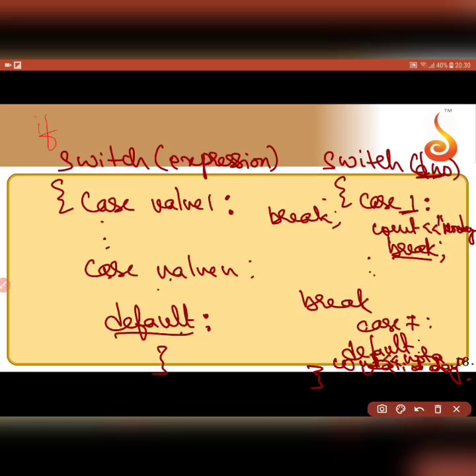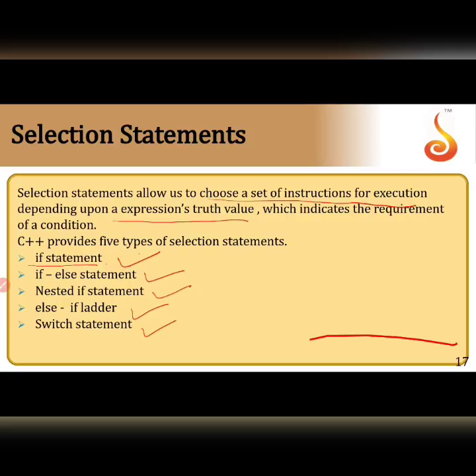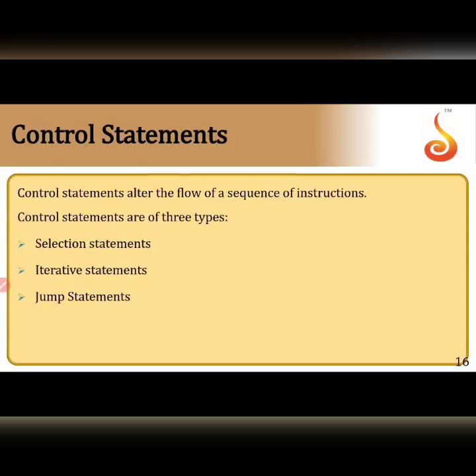Fine. And this case is a keyword which has to be written in lowercase only, and then you need to give a space between the case and the first value of the expression. Fine. The next, we finished selection statements, that is if else statement, nested if statement, else if ladder, and switch statement. In today's class, we finished objectives, then what are the different tokens, C++ characteristics, and selection statements.